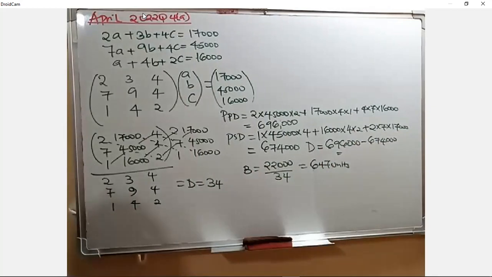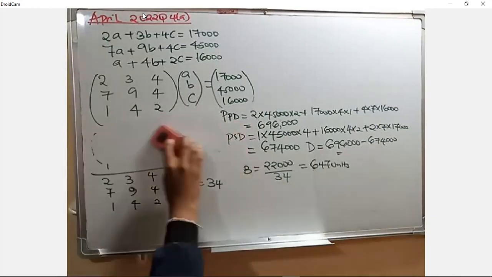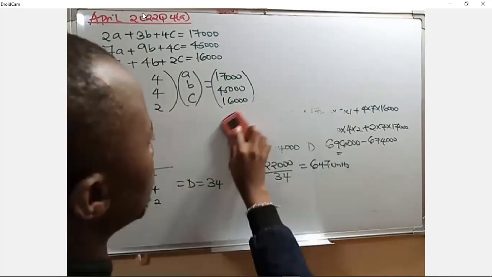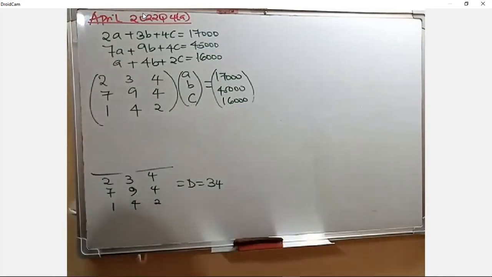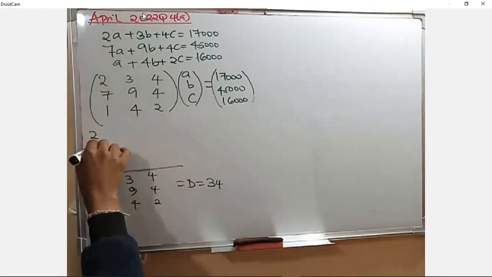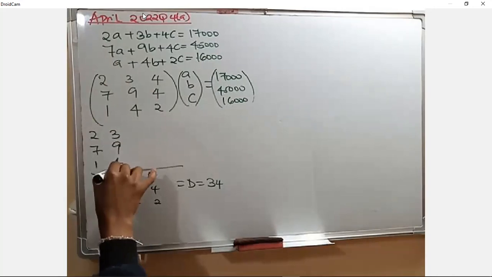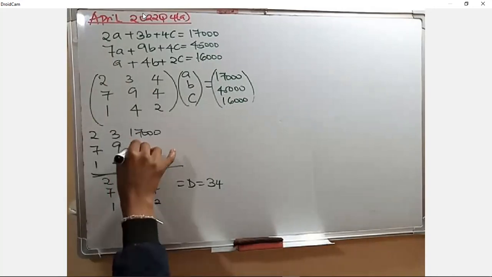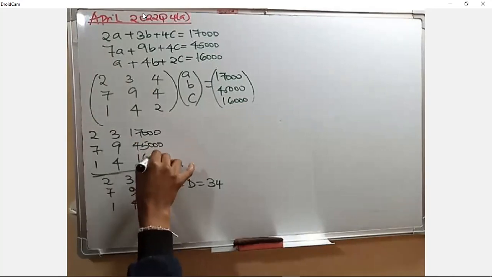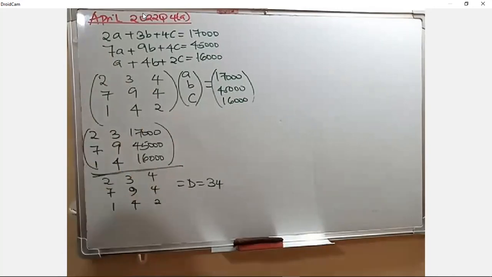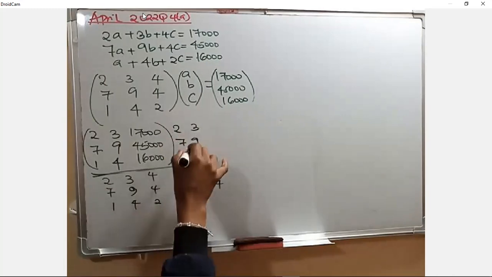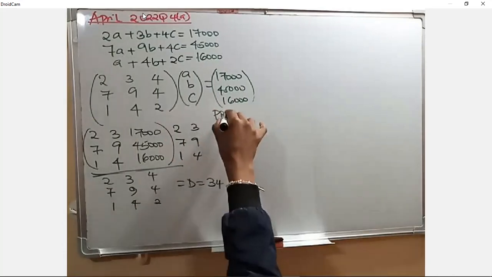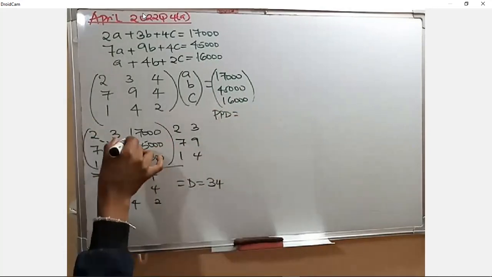647 units. Let me do for the third one and the last value or unknown. Now, I just need to replace the third column. The third column now. The third column, we have 271. We have 3, 9, and 4. We have 17,000, 45,000, 16,000, right? Then we replace the first and second column. So we have 2, 3. We copy paste, 7, 9, 1, 4. So PPD of mine, it will be looking like this.